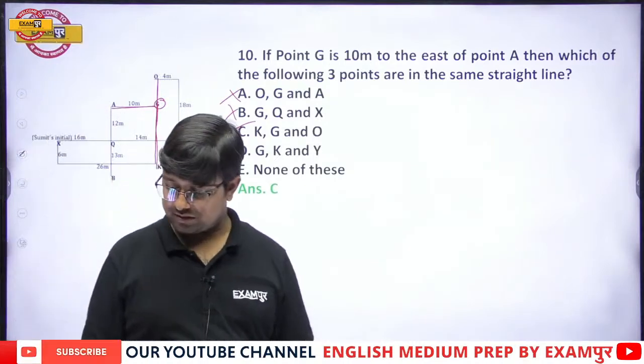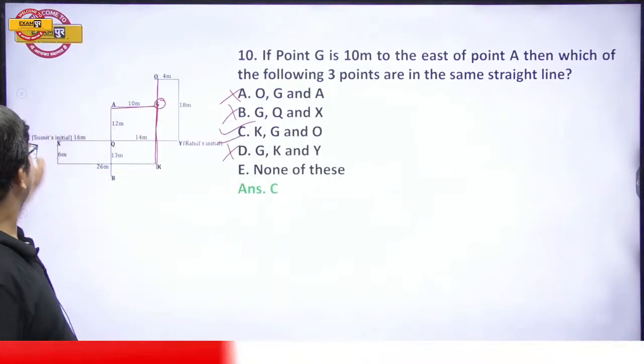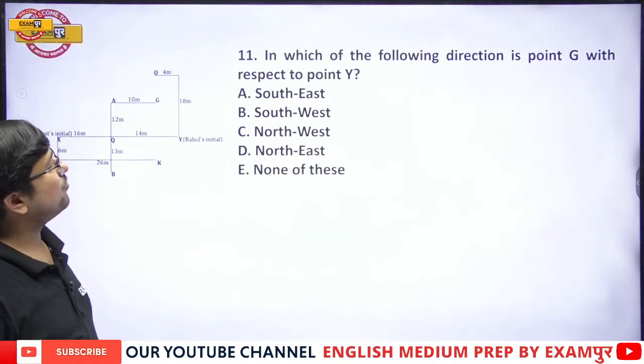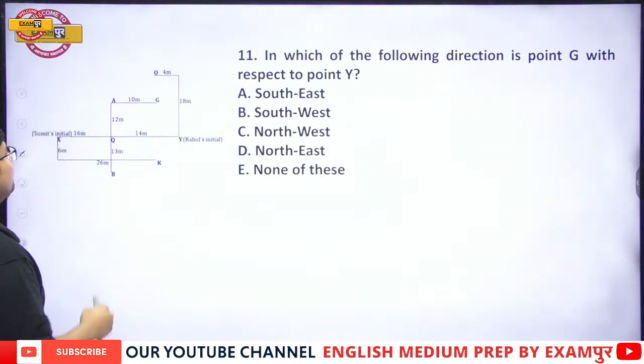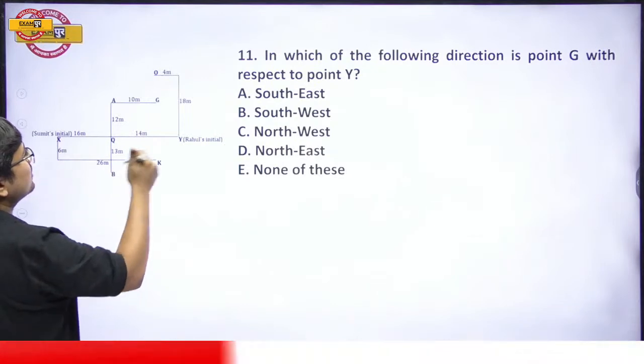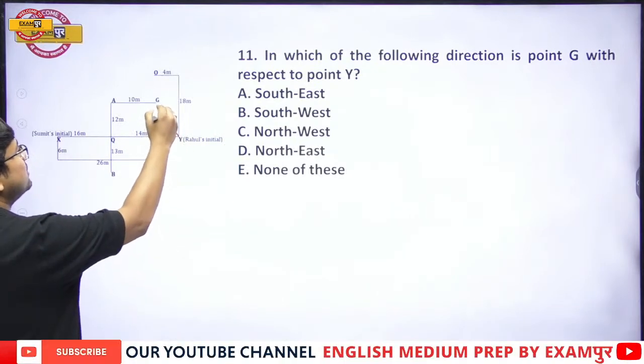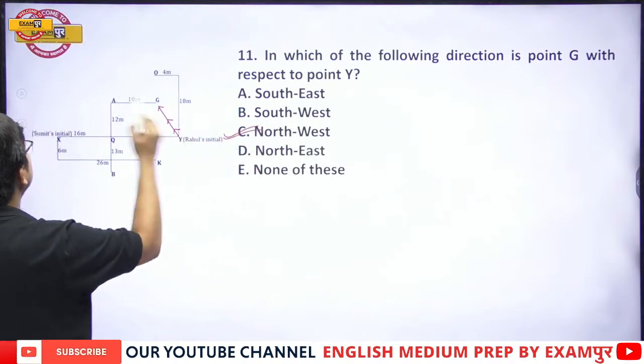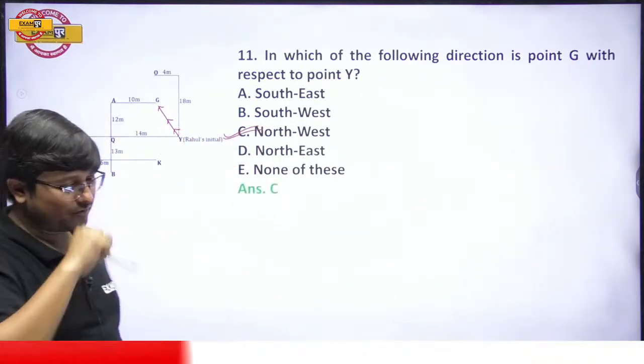Answer is option number C. Alright everybody. Next. In which of the following direction is point G with respect to Y? Point G with respect to Y is northwest. Answer is option number C, northwest.